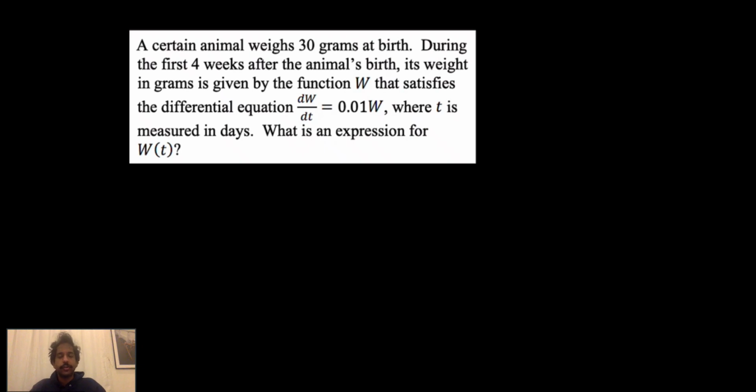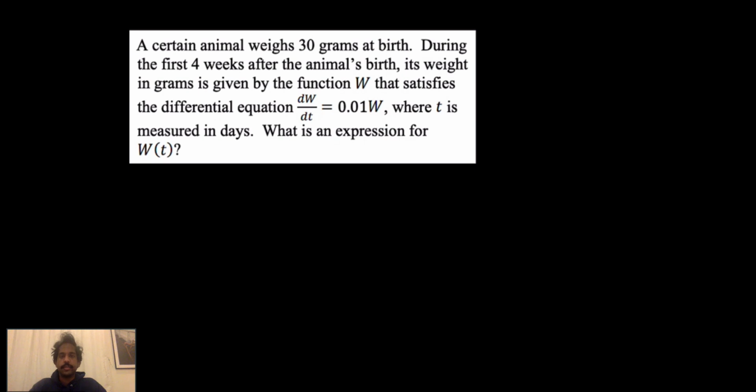A certain animal weighs 30 grams at birth. During the first 4 weeks after the animal's birth, its weight in grams is given by the function w that satisfies this differential equation, dw over dt equals 0.01 w, where t is measured in days. What is an expression for w of t?